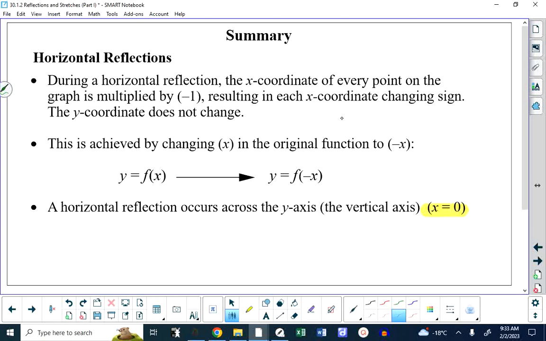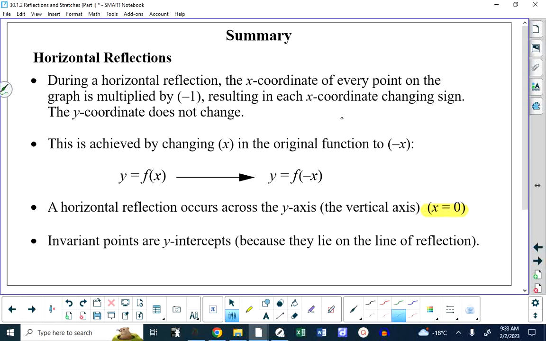So it's a horizontal reflection across the vertical axis, which has an equation of x equals 0. Invariant points will be y-intercepts. Why are the y-intercepts invariant? Because they're on the line of reflection. And the mapping is (x, y) becomes (-x, y).